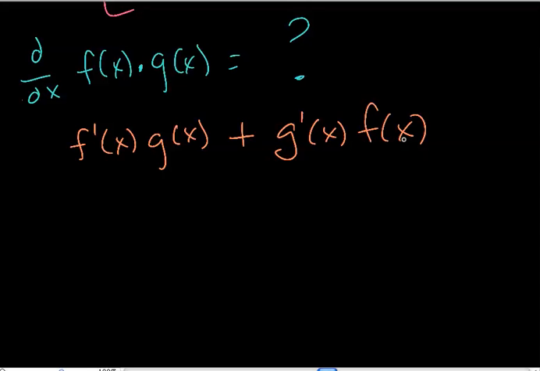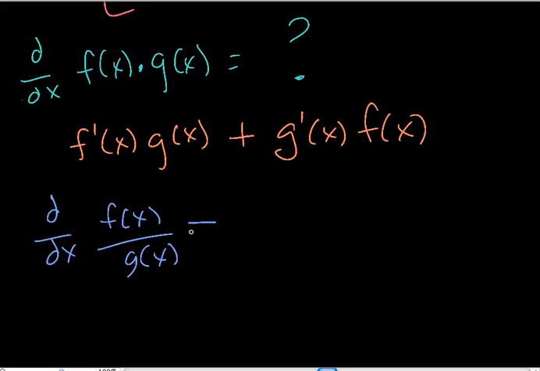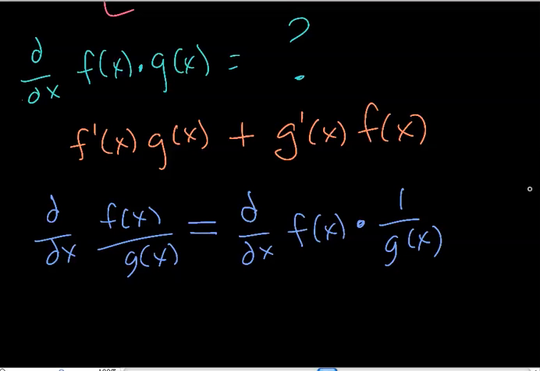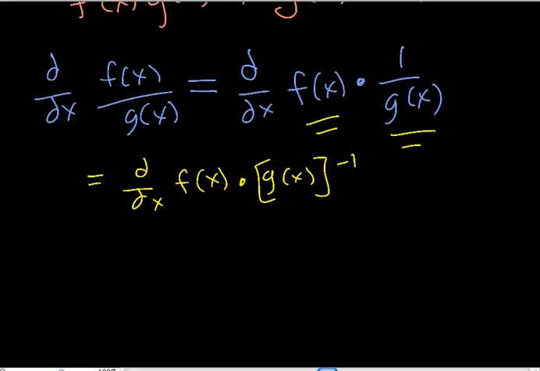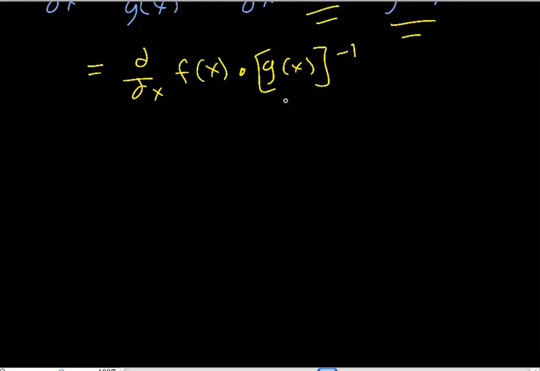But what if we have a function that looks like this, f of x over g of x, and we want to find the derivative of that? What do we do? Well, isn't that the same thing as the derivative of f of x times 1 over g of x? This would be our first factor of the product rule, and this would be our second. And isn't that the same thing as the derivative of our function times our second function raised to the negative 1 power? Well, yeah, of course it is. So how do we find the derivative of this?